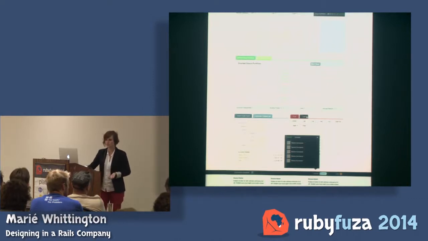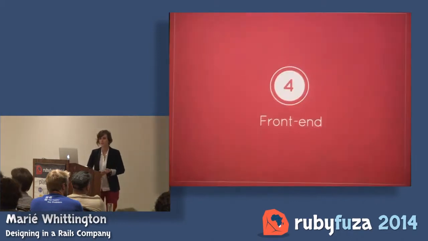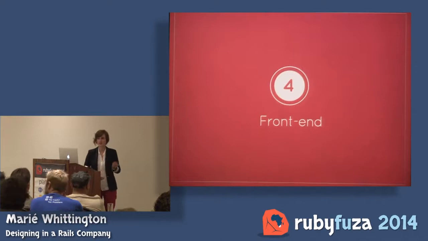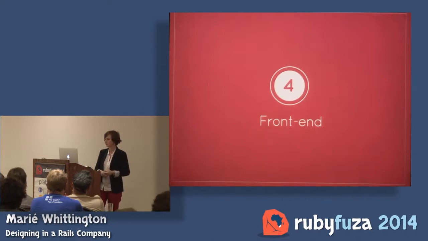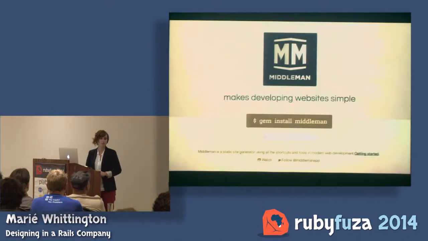So after we've done the wireframes and the polish, we move on to front-end development. And a lot of our designers do front-end. We've got a dedicated front-end developer as well, but we're pretty comfortable with doing front-end. So we use stuff like Sass, Bourbon Neat. And this is the tool that we are using at the moment. This might change. It's called Middleman, and it's a static page or site generator.